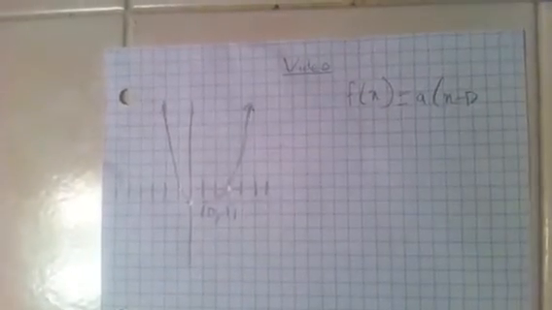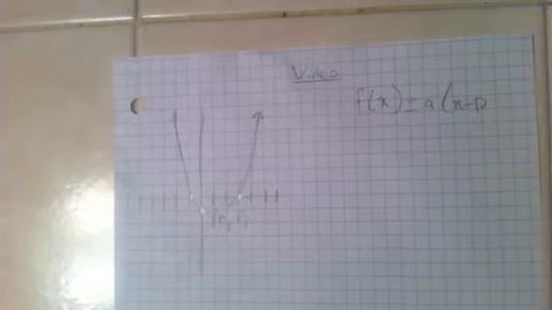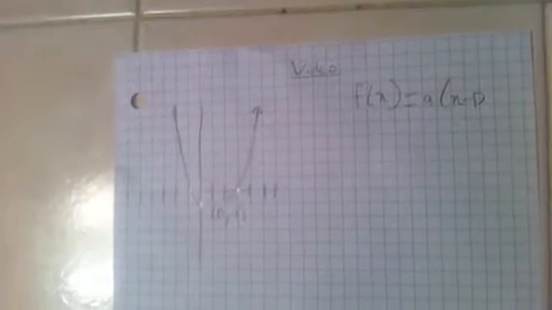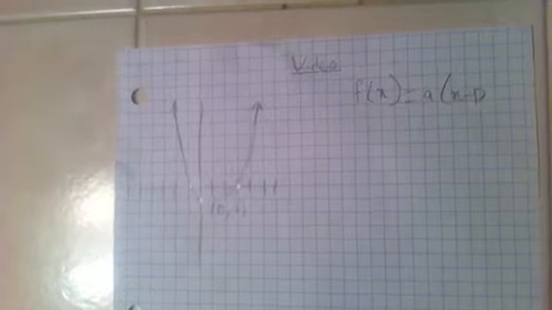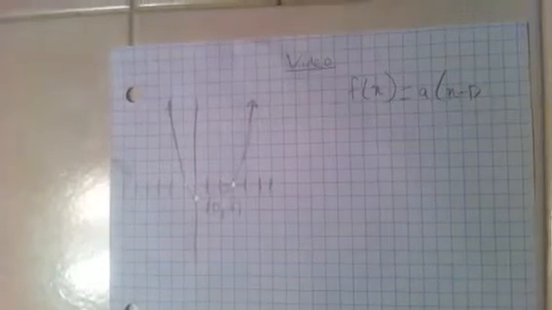Hello everyone. Today we will be learning about how to form an equation in intercept form for quadratic, cubic, and quartic graphs. First thing we need to do. This is a quadratic graph, so it is to the second degree.